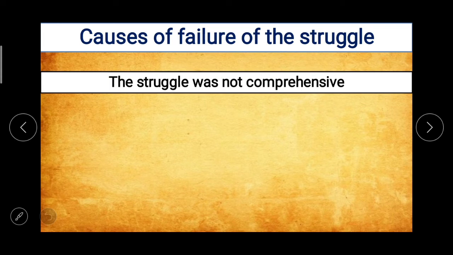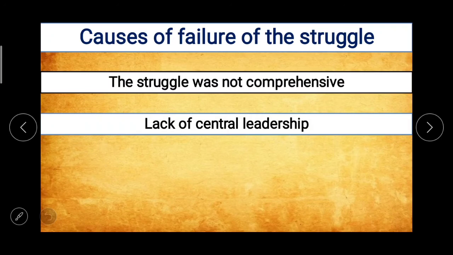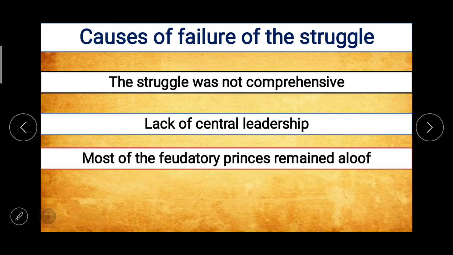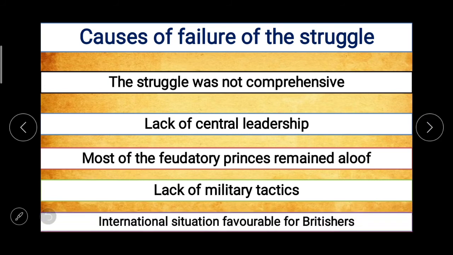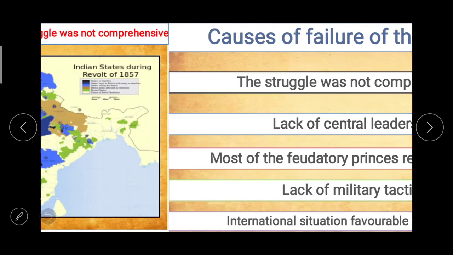And now we'll discuss the reasons or the causes of failure of the struggle. In that, the very first is the struggle was not comprehensive, lack of central leadership, most of the feudatory princes remained aloof, lack of military tactics, and one more, international situation favorable for Britishers. All these are the reasons because of which the freedom struggle of 1857 failed. Now one by one in detail we'll discuss this.